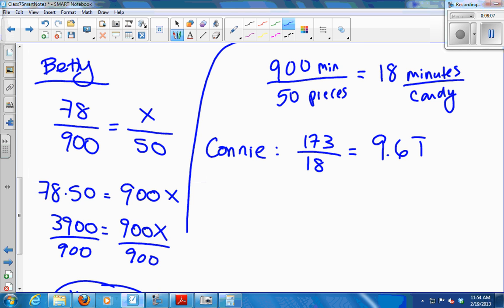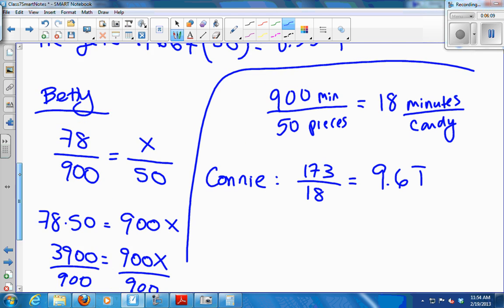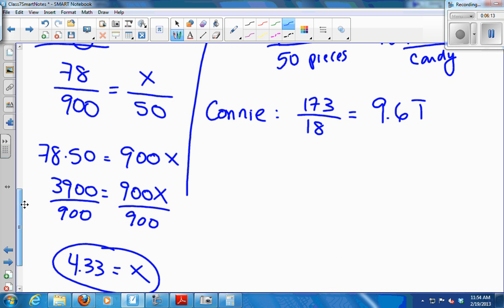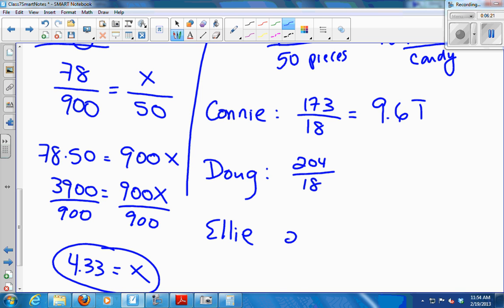Okay. And then Doug and Ellie, 204 and 295. 204 divided by 18 and 295 divided by 18. And what do those come out to? 11.3, 16.4.